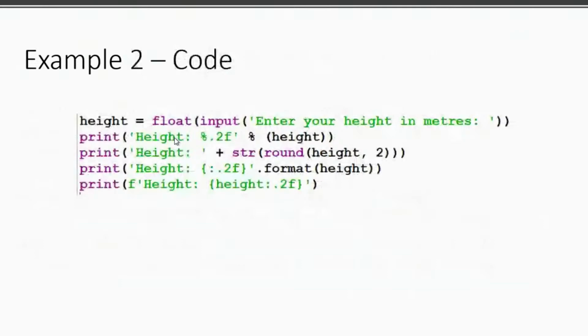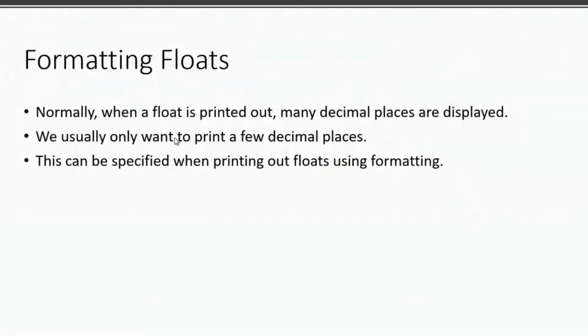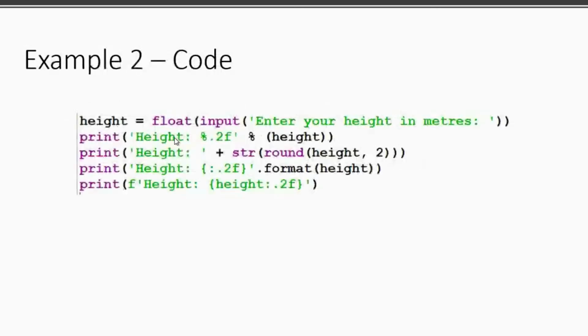Okay, so now let's say normally when a float is printed out, many decimal places are displayed. Sometimes we usually only want to print a few decimal places. This can be specified when printing out floats using formatting. So in this instance, we want to display our height to 2 decimal places. So let's say I said height equals float, and I let my user enter their height. They could enter 1.9877777, but we only want 2 decimal places when we print out their height.